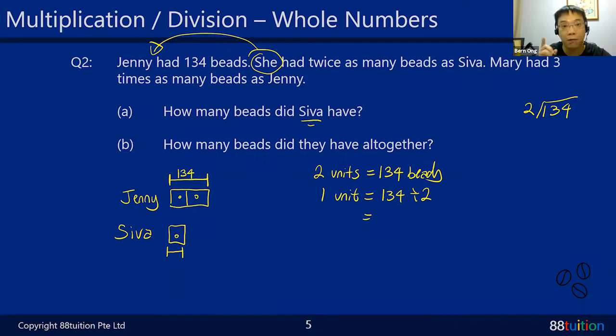I said before, plus, minus, times, divide, you cannot make mistakes. Kelvin, correct. Both answers are very good. So 2 times 6 is 12. You have a 14 here.